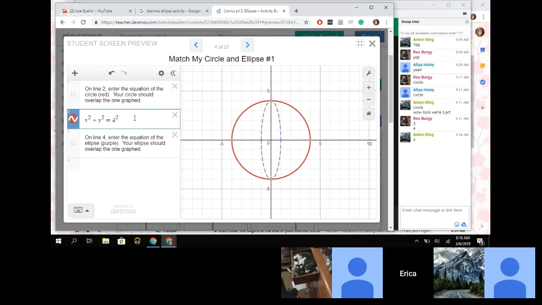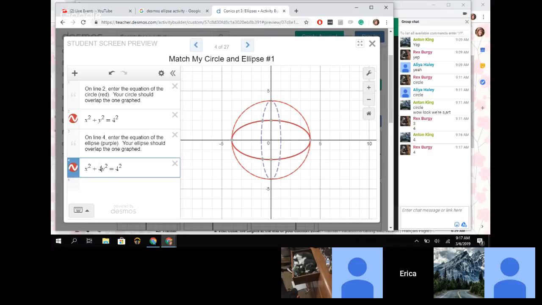So now, I know I just did this really quickly, but if I take this same equation and I want to make the purple ellipse, so I want to make it stretch this way, I would need to multiply my x squared or my y squared by what number to stretch this out? 4, exactly. So, yep, 4 squared.